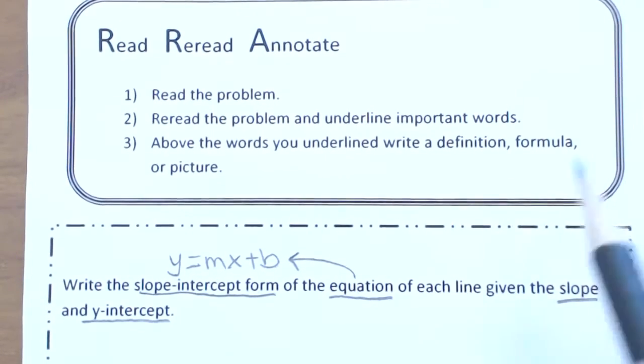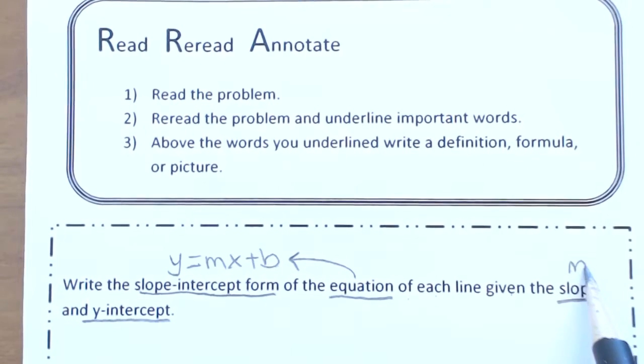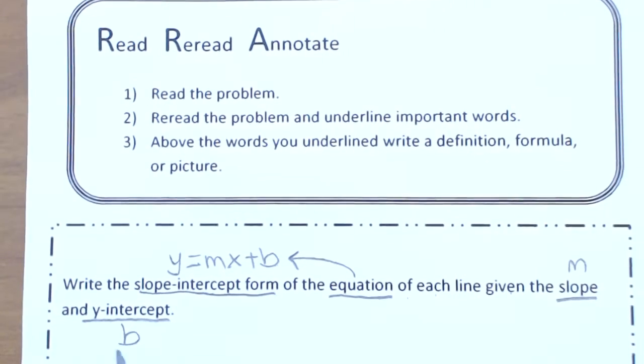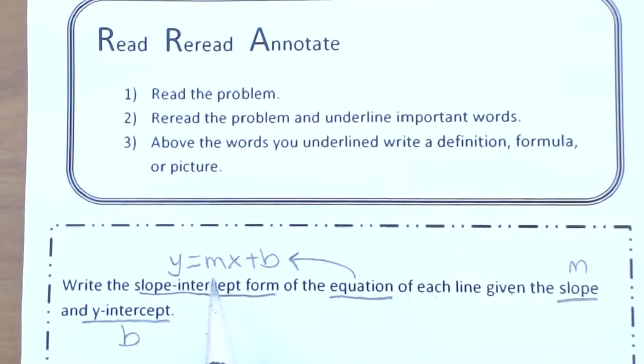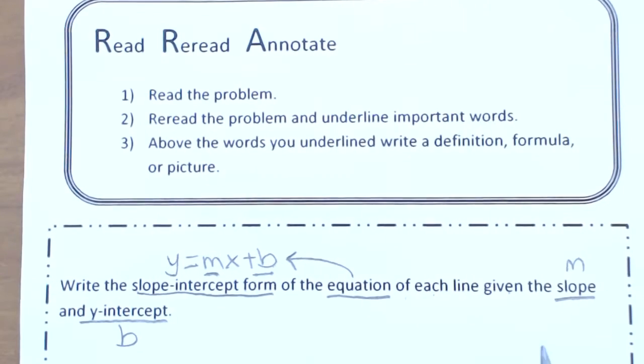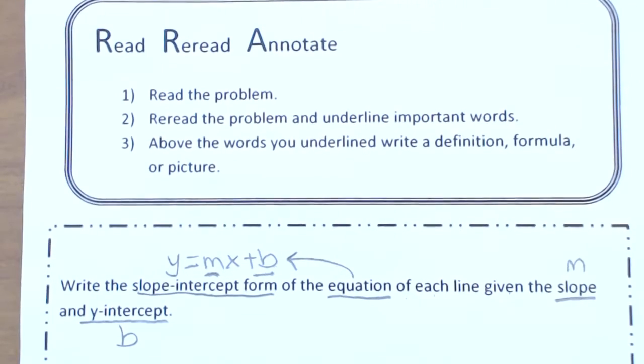Let's see what they give me. Of each line given the slope. Okay, so I underlined slope, and if I looked back at my ISN, that's m. And if I looked at my ISN for y-intercept, that's b. So I know that I need to write an equation, and they give me this m and they give me the b. So I'm probably just going to have to substitute those numbers in. So here's a set of directions that are annotated that help me to figure out what I'm going to do with the problem before I even have the numbers.